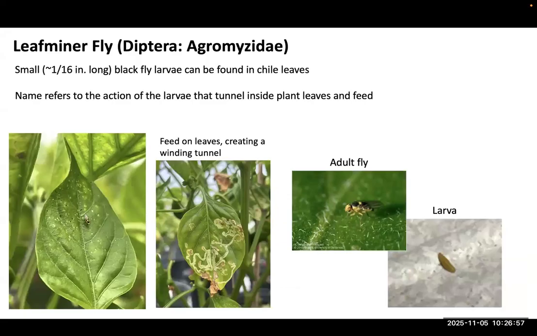So the last but not least, leaf miner fly. So there's a variety of insects that can be leaf miner, but a lot of the ones we're dealing with are these flies. These are Agromyzidae. So the leaf miner refers to the action of them mining into the leaf. So here's the adult fly. They're little small guys, and the larva.